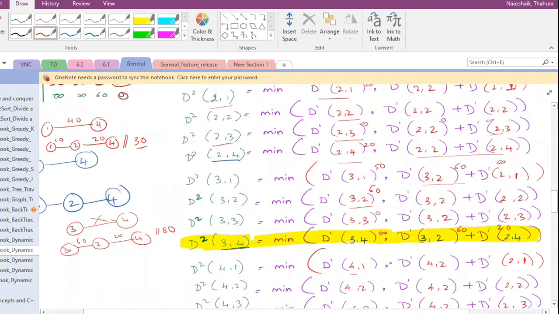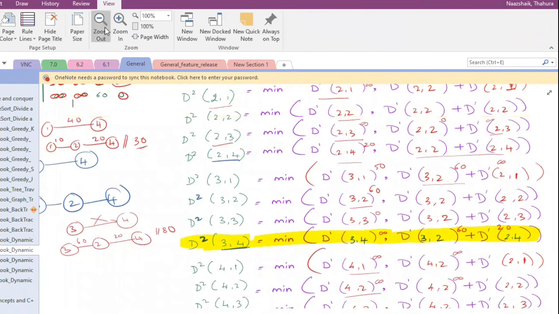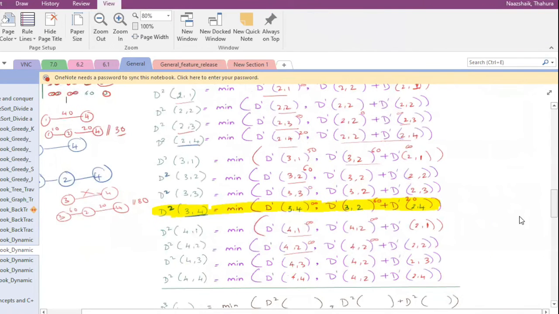Let's solve the last piece. 4 to 1 is infinity. 4 to 2 is also infinity, so this will not change. 4 to 3 is 60, but can you go 4 to 2? That is infinity, so this will stay, and this is also 0. Okay, so we have completed D2.